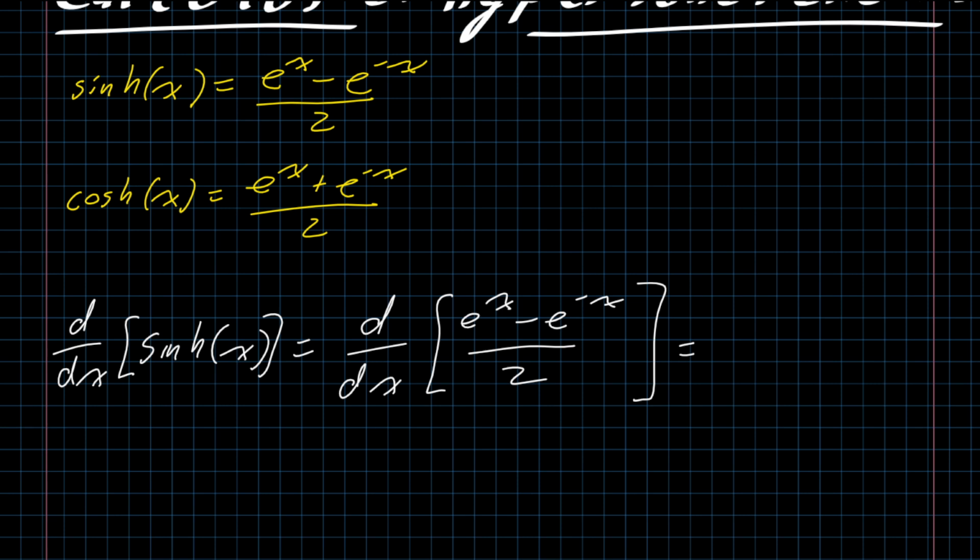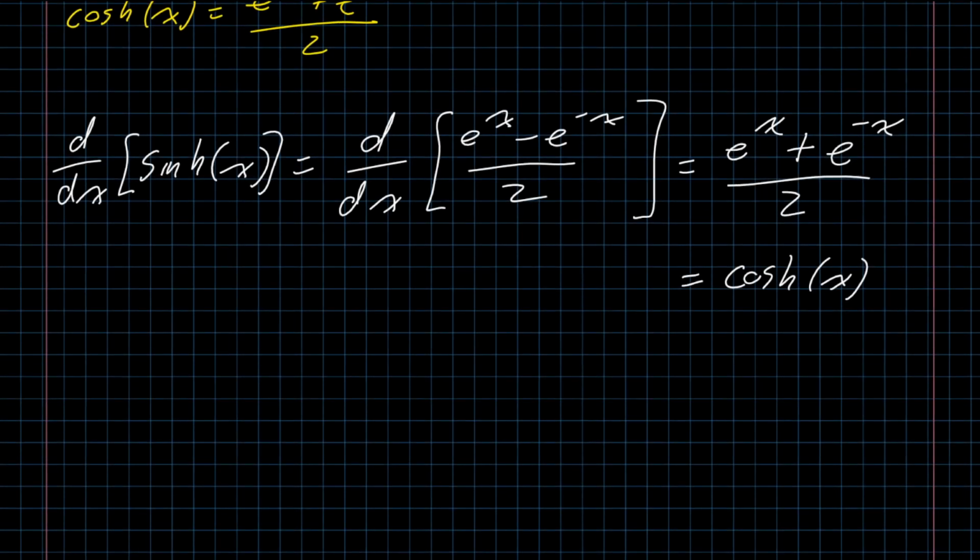The derivative of e to the x is e to the x. The derivative of e to the minus x is minus e to the minus x. That minus and the subtraction that's already given will turn that into plus e to the minus x, and then the constant 1/2 will remain. And the important thing here is to recognize that this is just the expression for cosh.